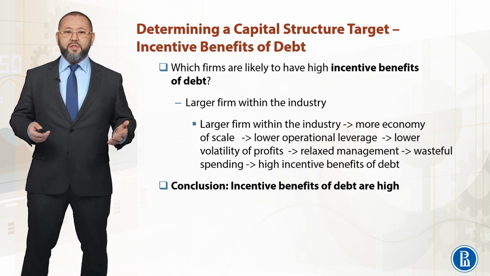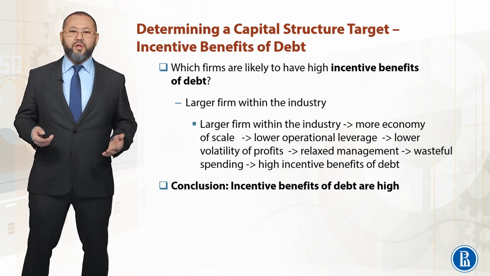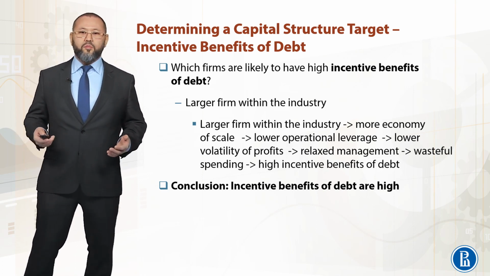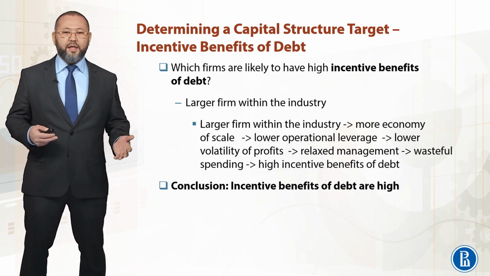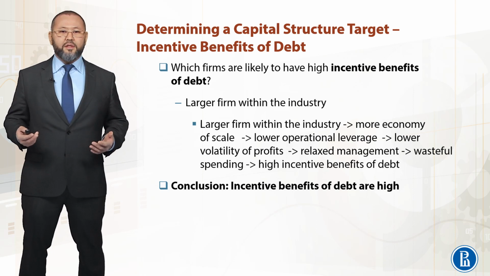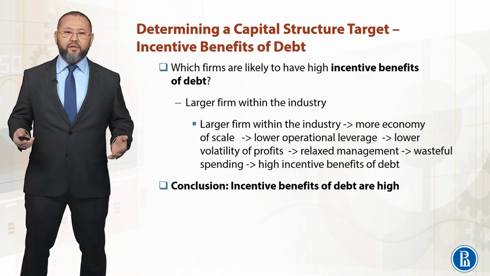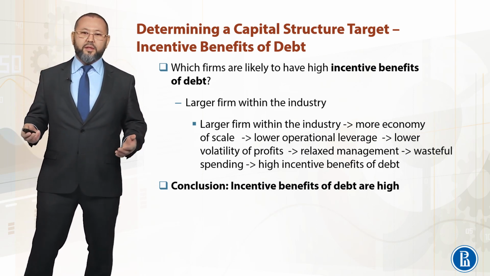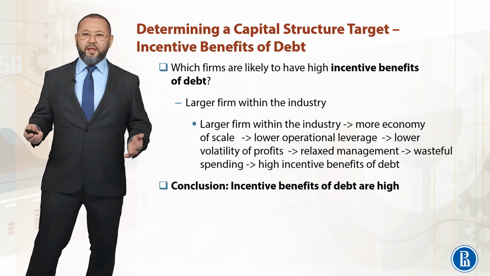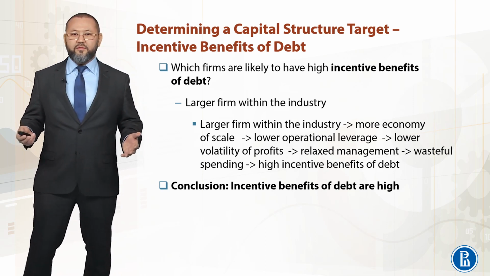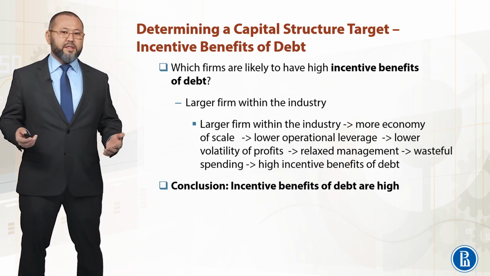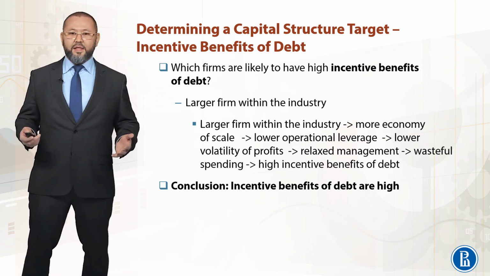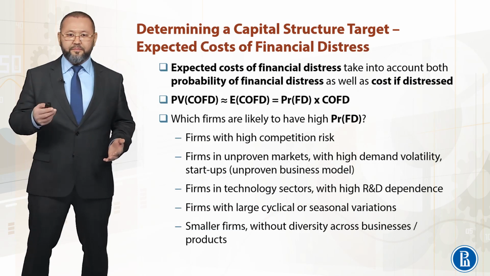Another type of firm is a larger firm within the industry. So again, larger firm, more economies of scale, that gives lower operational leverage and lower volatility of profits. With that, we have relaxed management who can make wasteful spendings, and that gives us high incentive benefits of debt. So our conclusion for this company is that it has high incentive benefits of debt.